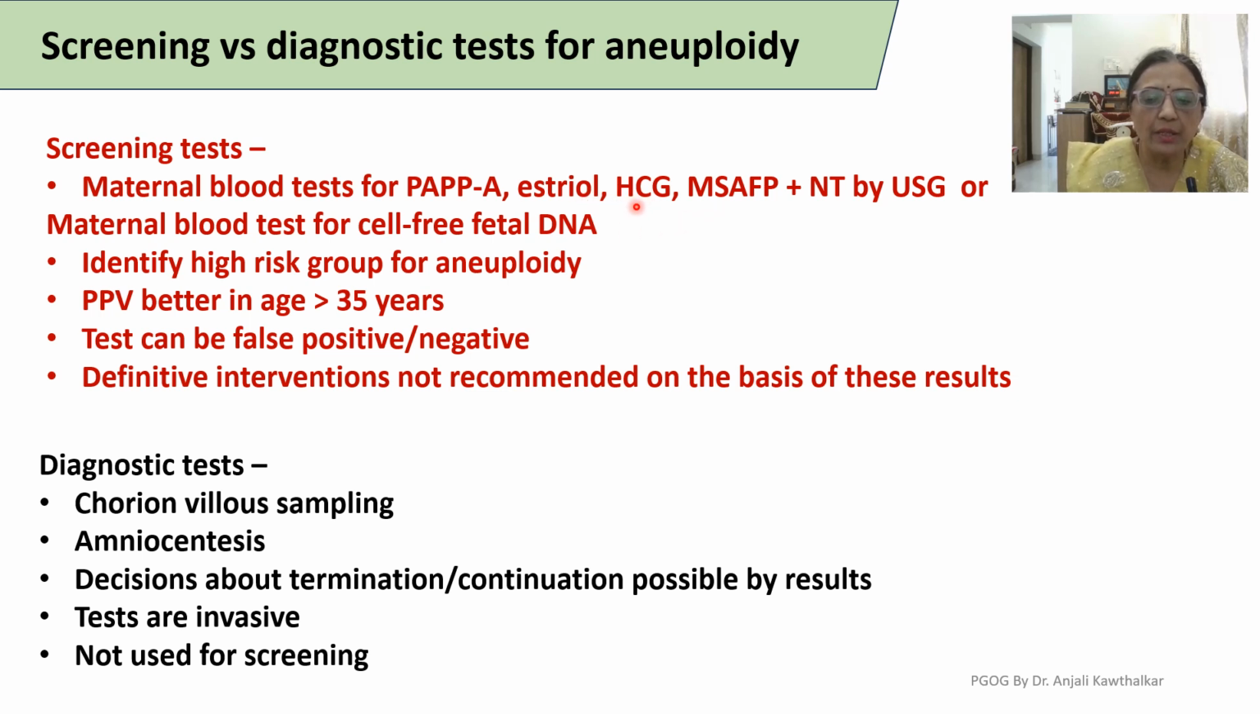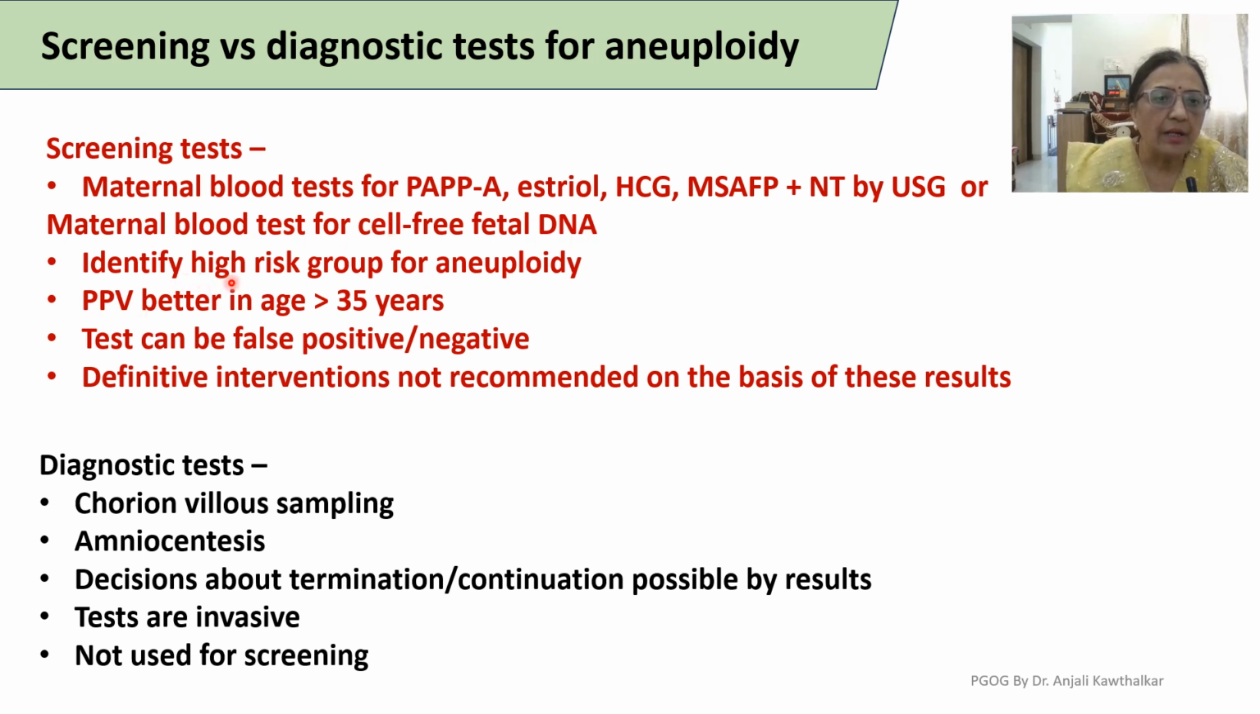maternal serum alpha fetoprotein level, or HCG level in the maternal blood. Here HCG is mainly the free beta HCG, that is the unbound form of beta HCG. And nuchal translucency by ultrasonography. That is one way. Or one can go for a maternal blood test for cell-free fetal DNA. Both of these are screening tests.